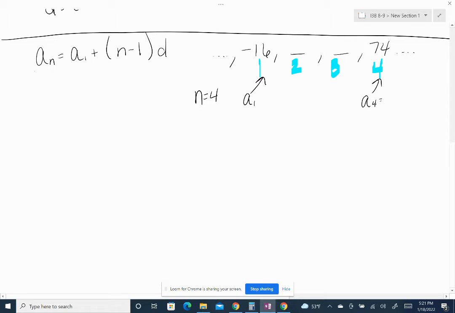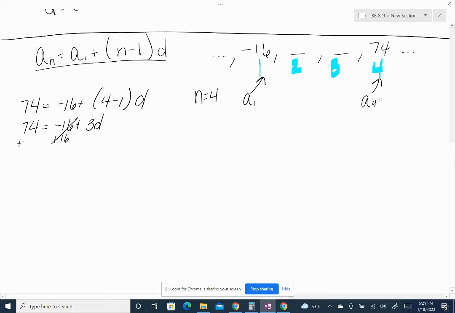So now I can reset this same equation we had before with what we already know. It's going to be 74 equals negative 16 plus 4 minus 1 times D. We can solve the parentheses first. Then I can add 16 to both sides, that's going to cancel out, and that should give me 90. So 90 is equal to 3D. Then we can divide both sides by 3, so D is equal to 30.